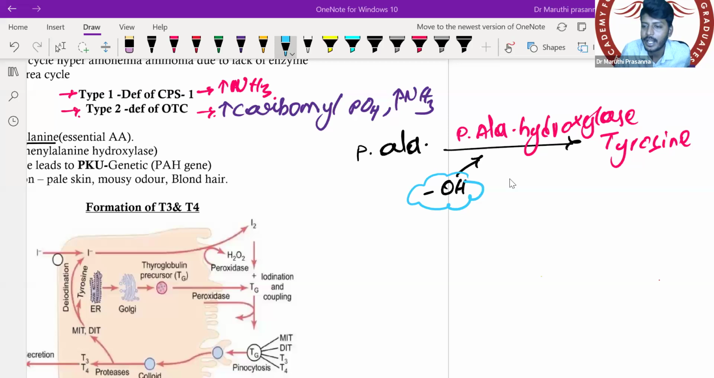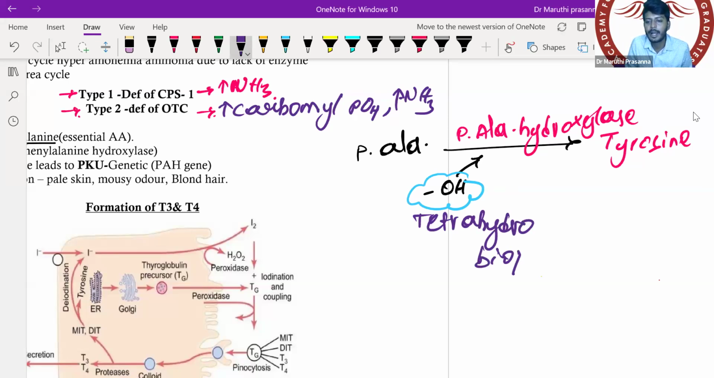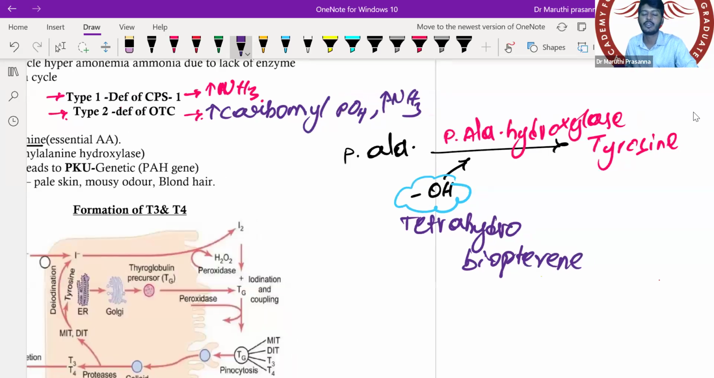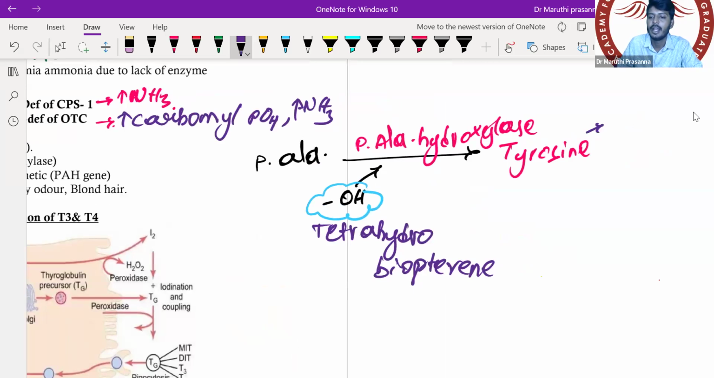Tetrahydrobiopterin. Who will donate the OH group? That is donated by your tetrahydrobiopterin. Okay. Now this tyrosine, whatever is there, it forms your catecholamines. It will form your T3 and T4, and it will also form other substances such as melanin, not melatonin, melanin.